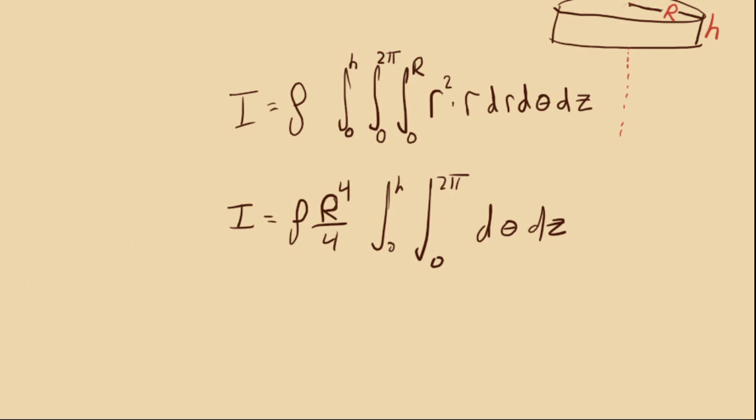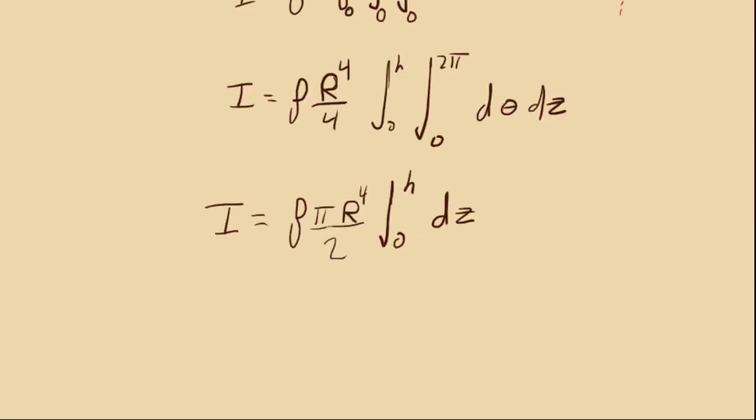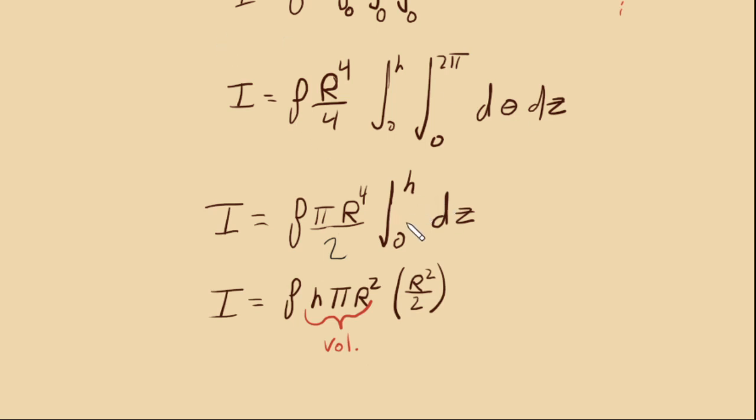And then we need to integrate over d theta next. There is no dependency on theta within the integral, so we're going to end up with just a 2 pi when we integrate over theta. And our coefficient out front becomes rho pi r to the fourth divided by 2. And now we just need to integrate over the height of this disk, dz, which once again, within the integral, there is no dependency on z, so we're going to end up with just an h, and we have rho h pi r squared times r squared over 2. I wrote it like this because h pi r squared is the volume.